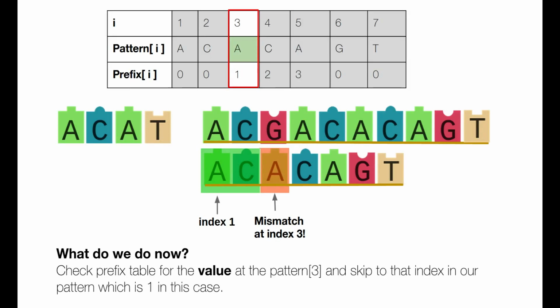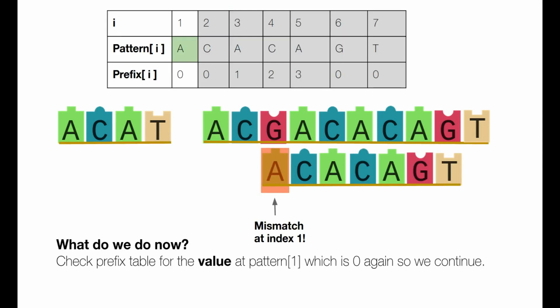The third character mismatches, and so we need to look up the prefix value. We obtain a prefix value of 1. We shift our pattern right so that the first character in the pattern is aligned to the previous mismatch position in the text. This results in shifting our pattern right by 2. We find another mismatch, so we have to shift to the right once again.